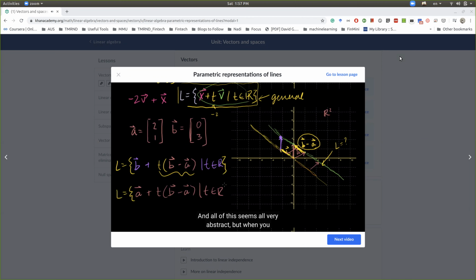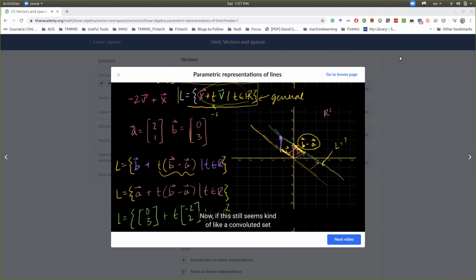And all of this seems very abstract, but when you actually deal with the numbers, it becomes very simple. It becomes arguably simpler than what we did in Algebra 1. So this L, for this particular case of a and b, let's figure it out. My line is equal to, let me just use the first example, vector b, so it's the vector 0, 3, plus t times the vector b minus a. What's b minus a? 0 minus 2 is minus 2. 3 minus 1 is 2. t is a member of the reals.